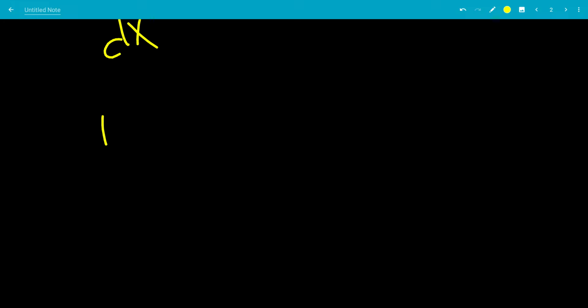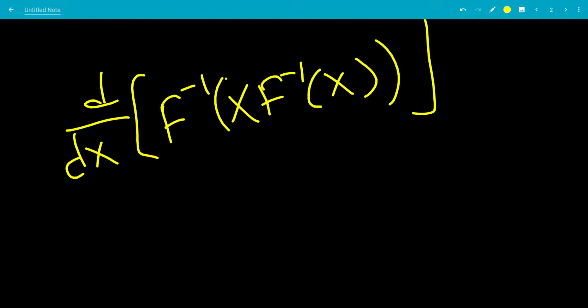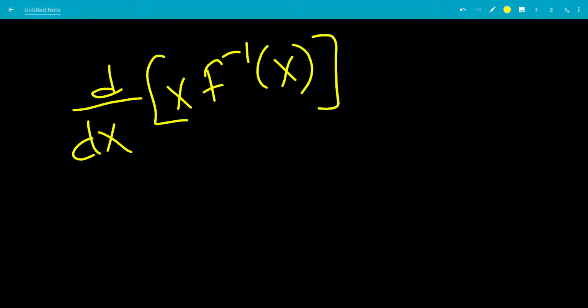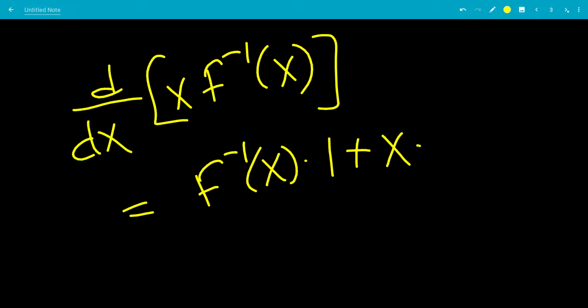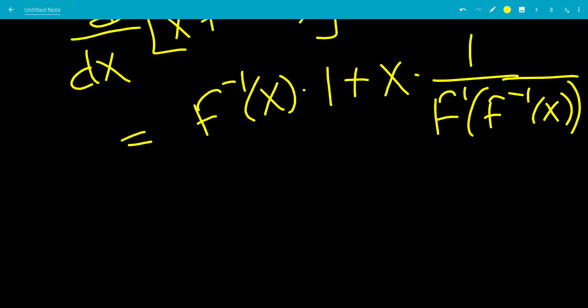Okay, so now finally we're going to do the derivative of f inverse of x times f inverse of x. But now let's look at this. So let's do the inside function. So we have the derivative of x times f inverse of x. This is a product rule. So we'll do the second term, which is f inverse of x, times the derivative of the first term, which is 1, plus the first term, which is x, times the derivative of f inverse of x. But that, we just found, is 1 over f prime of f inverse of x. Okay, good. And clearly we can just plug that in.